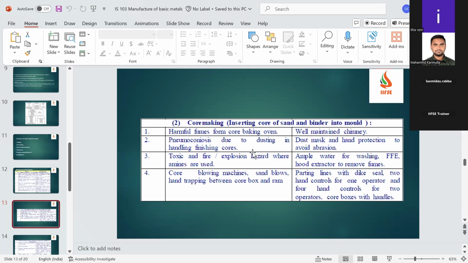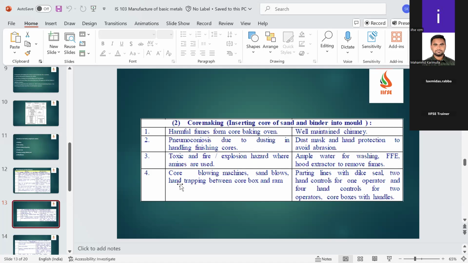Then toxic and fire explosion hazard where amines are used. So again, ample water washing and also a fume hood extractor to remove the fumes. Then core blowing machines and also sand blow hand trapping between the core box and the RAM.